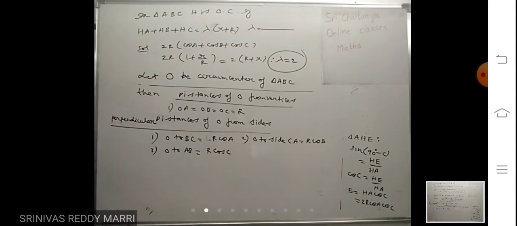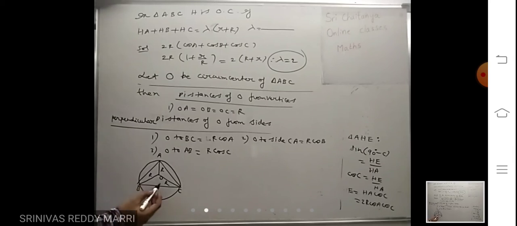Now look at how you will get this. I will tell one proof. Take the triangle. This is the circumcenter. This is the circumcircle, and for that circle this is the center O. OA, OB, OC are all capital R, the circumradius. All will be equal to the radius of the circle.